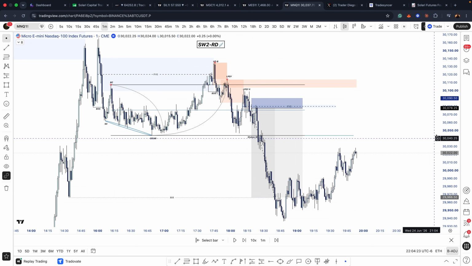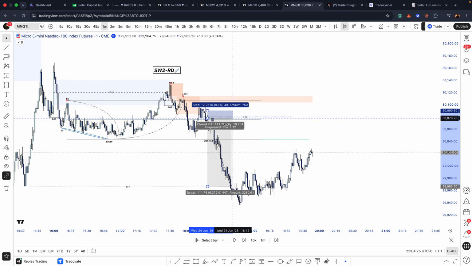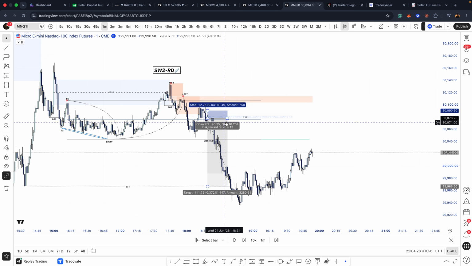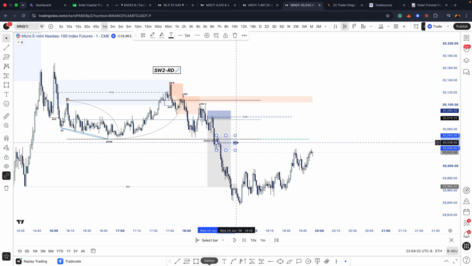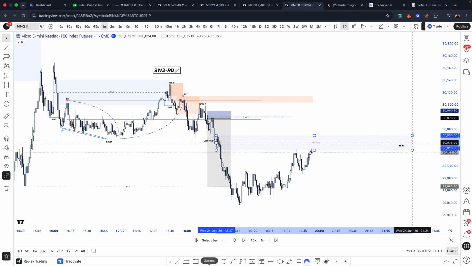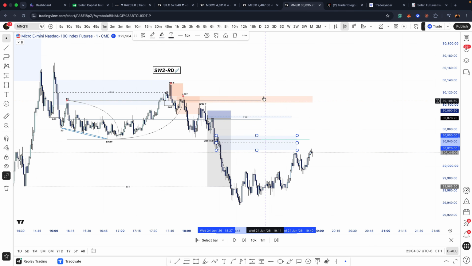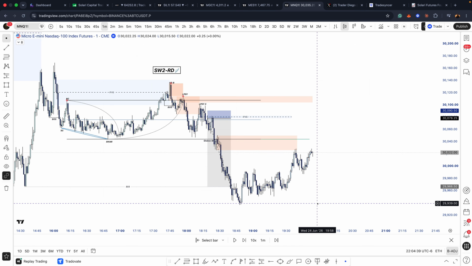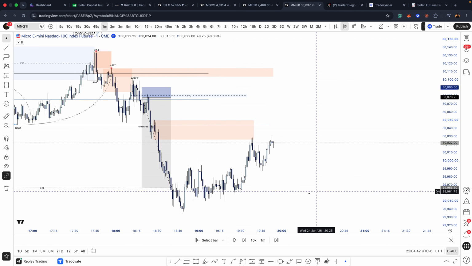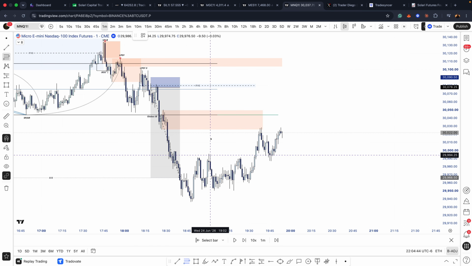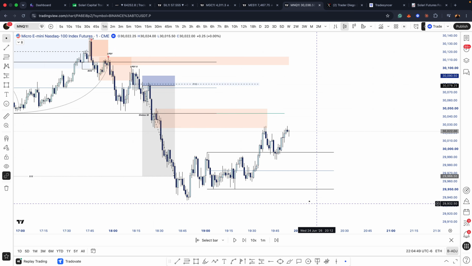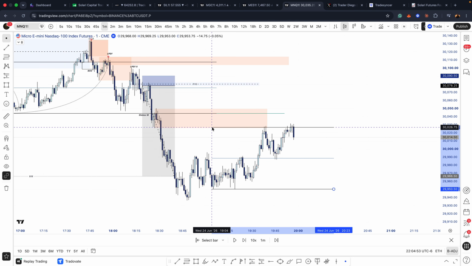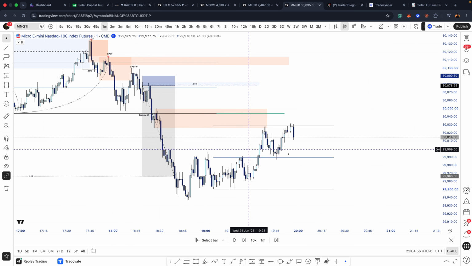Stop it there. So on this move down, we created this structure supply right here that gets hit right there. You can see that we formed a range right here. Taking that high, extending that range up to deviation high.